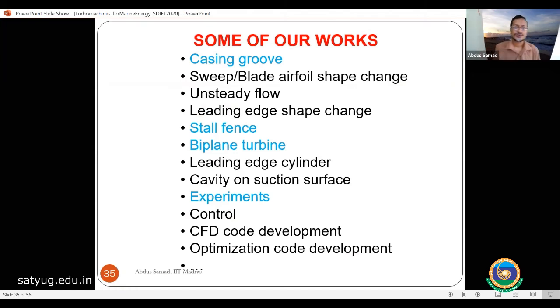Okay, so with the Wells turbine, hundreds of parameters can be varied to optimize its performance. In our work at IIT Madras, we have done some work like casing grooves, stall fences, pipeline turbine, and some experiments. Some other tasks also we have done, but I cannot show everything here because we have time limitation. So I'll show a few of these.